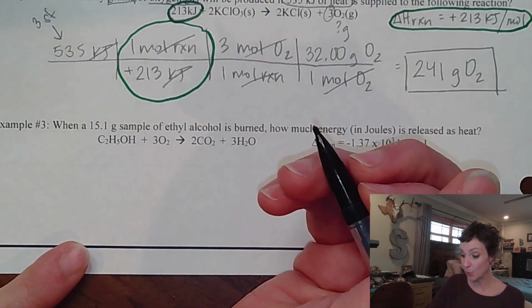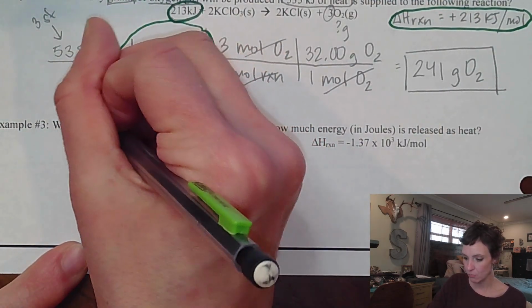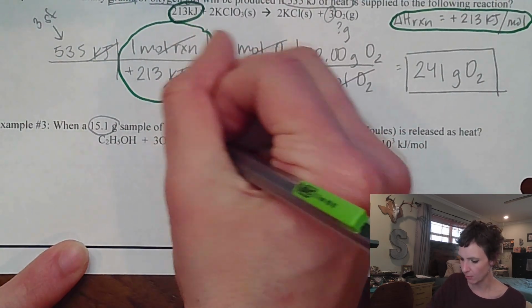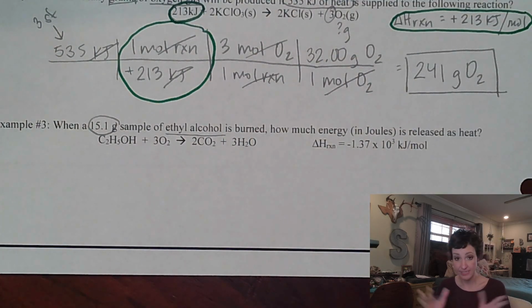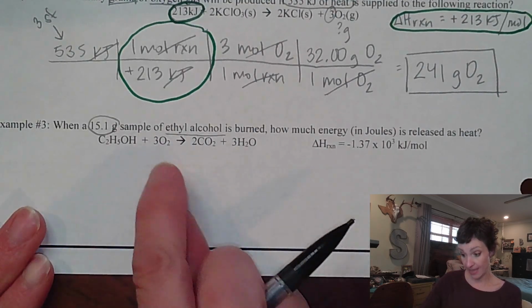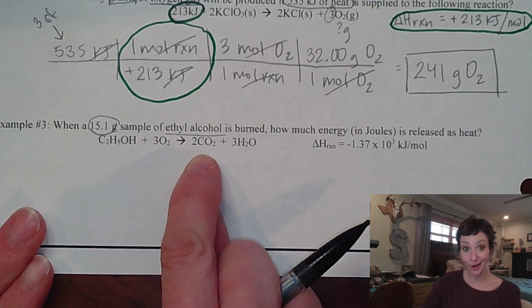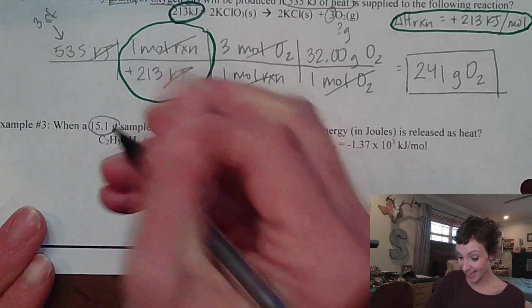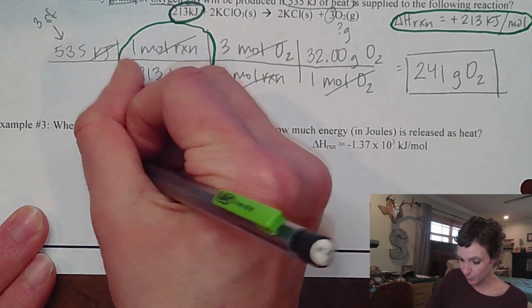When a 15.1 gram sample, they're giving me 15.1 grams of who? Ethyl alcohol. Well, I do not know the formula for ethyl alcohol. Let's see if we can figure this out by process of elimination. I know that is oxygen, and that is carbon dioxide, and that is water. So that's probably ethyl alcohol. It is. So I'm going to put 15.1 grams.